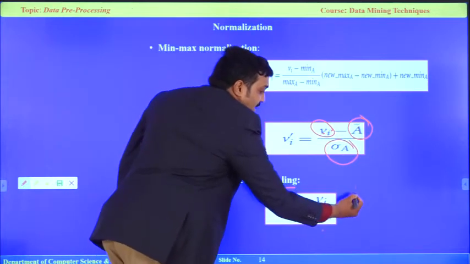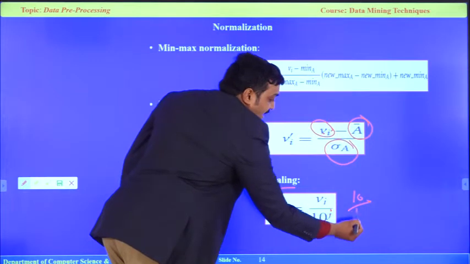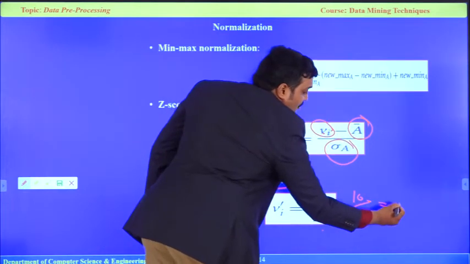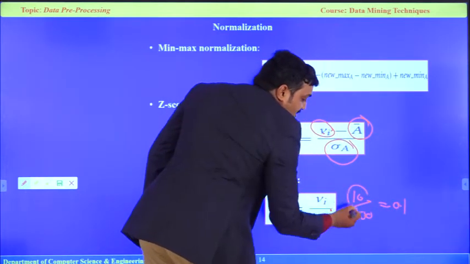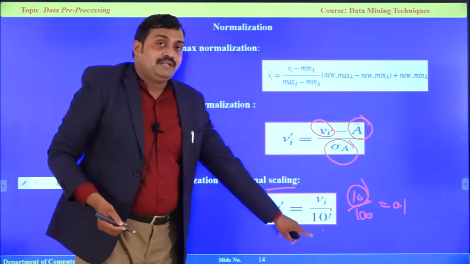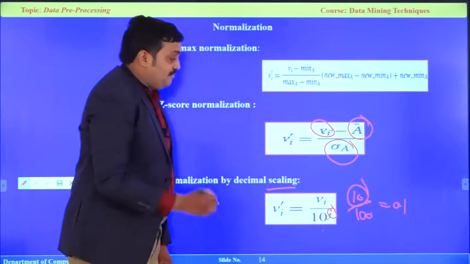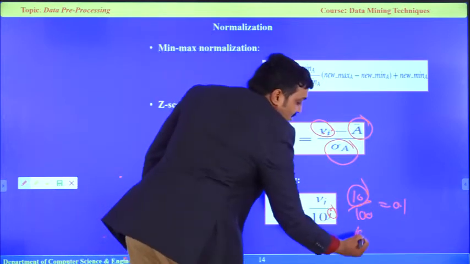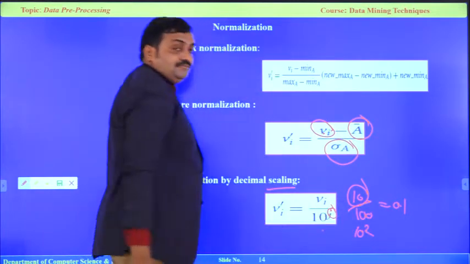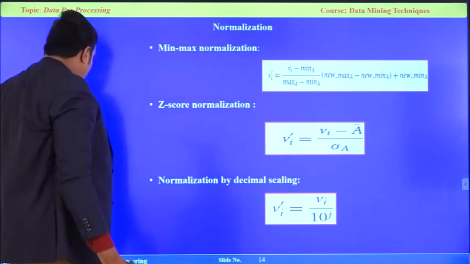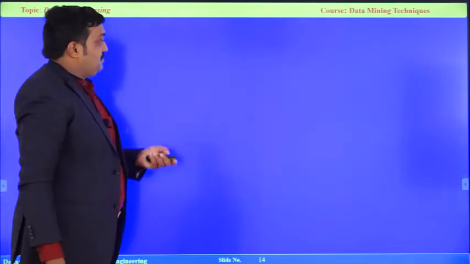That means suppose I want to convert 10 by dividing by 100, I am going to convert it into 0.1. So which range you want to convert, that is what they are mentioning. So we are going to take a j value. Here the j value is 2 because 100 means 10 squared. Okay, we will take some small, very simple examples.